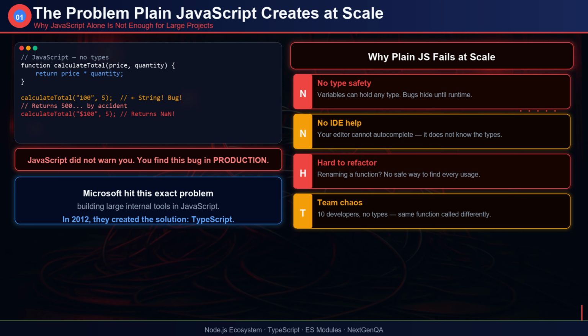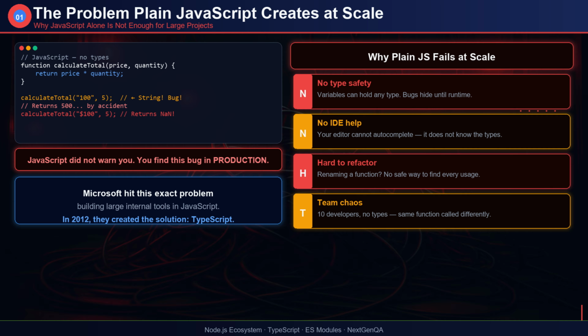Here is a real example. You write a function called calculateTotal. It takes price and quantity as parameters. Inside you write price times quantity. Now another developer uses your function. They call it like this: calculateTotal("100", 5). They passed the price as a string, not a number. What does JavaScript do? It multiplies the string "100" by 5 and gives you 500. Wait, that looks right, but it only works by accident.